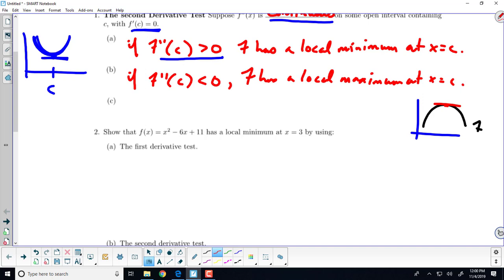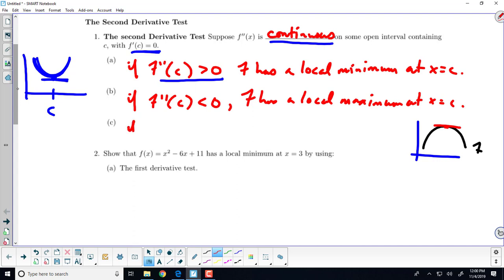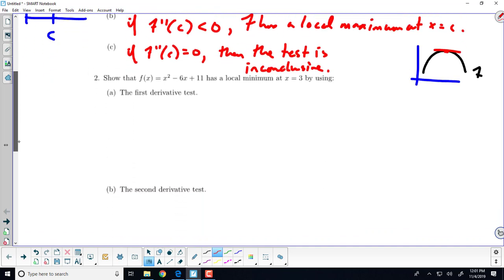So the second derivative test is not quite as powerful as the first derivative test, but it's faster to use, and we're going to see some nice applications of it in this section. But one way in which the second derivative test isn't as powerful is that if f double prime of c equals 0, then the test is inconclusive. So the test fails if the second derivative is also 0 at a point where the first derivative is 0. That is, the second derivative test isn't able to determine whether you've got a maximum or a minimum there if it comes out to be 0.